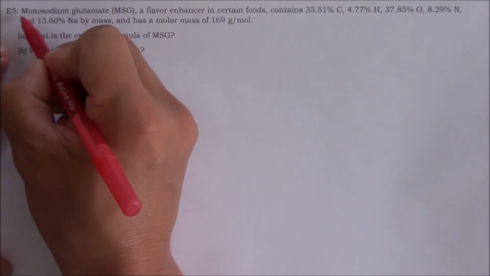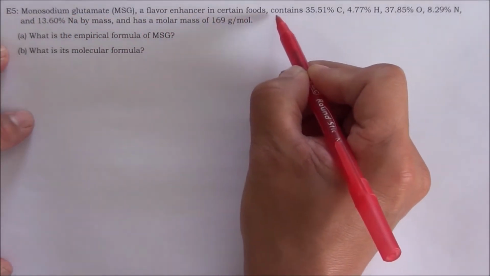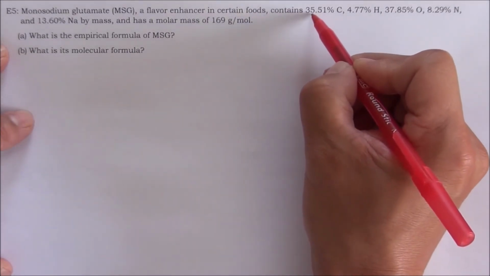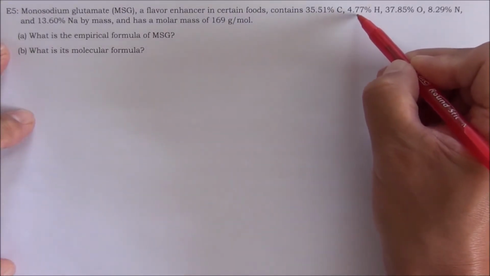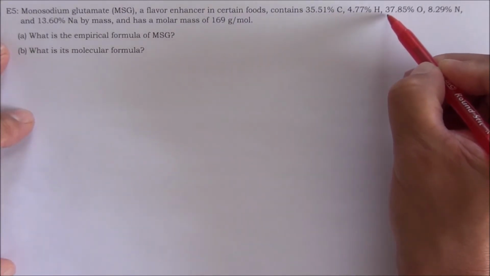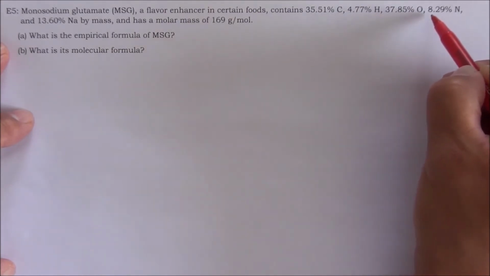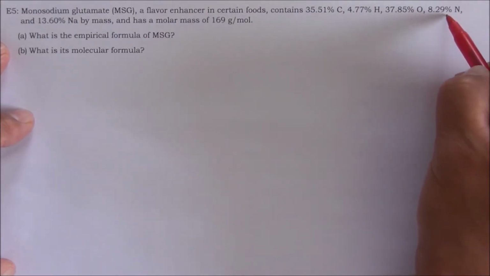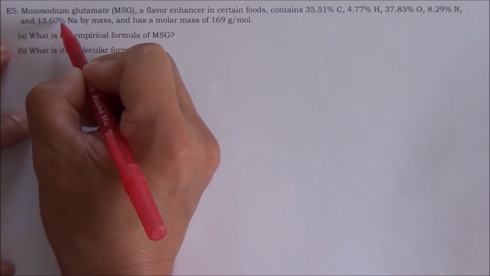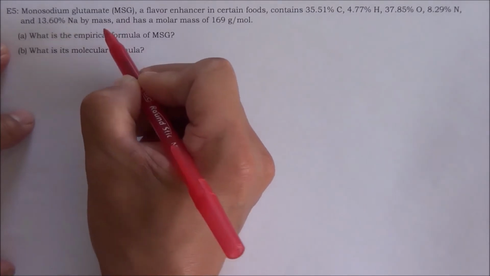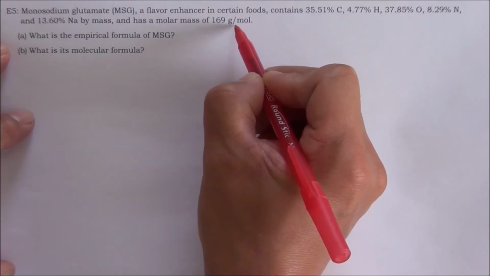Example 5. Monosodium glutamate, a flavor enhancer in certain foods, contains 35.51% carbon, 4.77% hydrogen, 37.85% oxygen, 8.29% nitrogen, and 13.60% sodium by mass, and has a molar mass of 169 gram per mole.